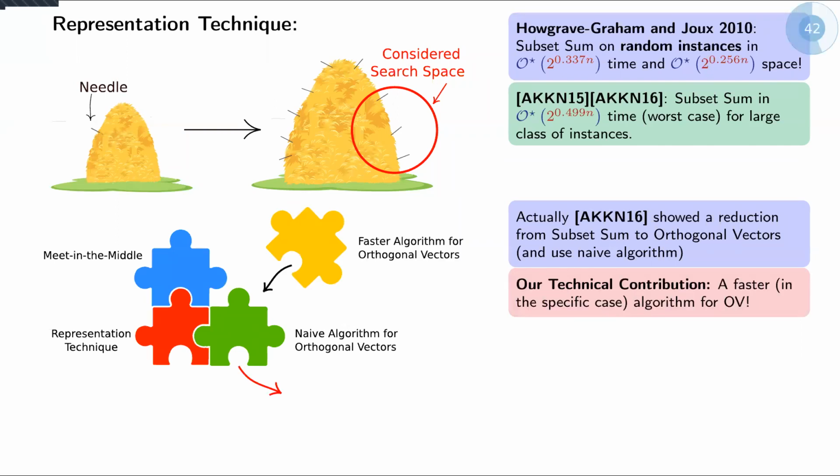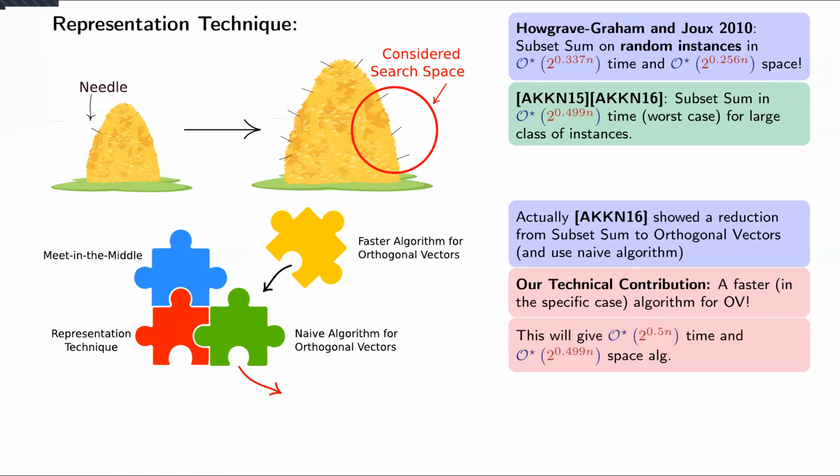So first, our contribution is we replace this naive algorithm for orthogonal vectors with a bit faster algorithm for orthogonal vectors, and we arrive at the 2 to the n/2 time and 2 to the 0.499n space algorithm. Actually, there's a lot of nines here. This is not what I have claimed, but basically this is all I will show you in this talk.